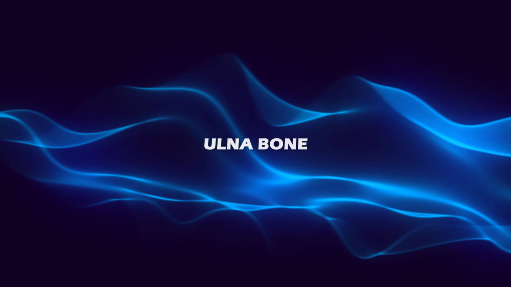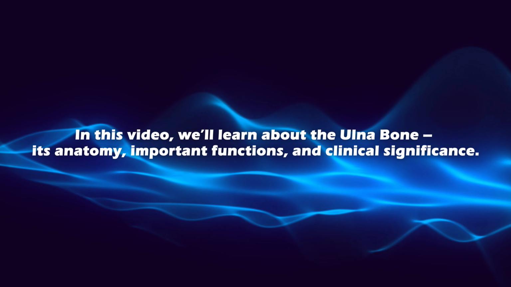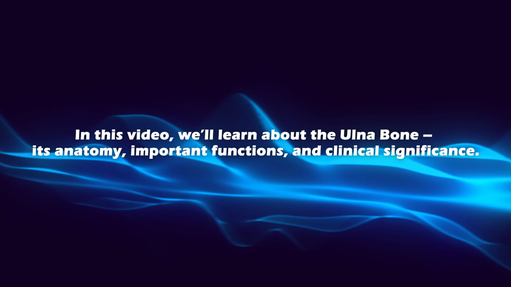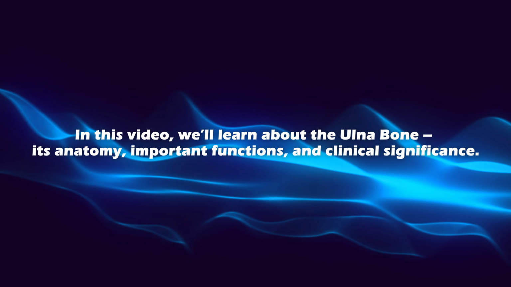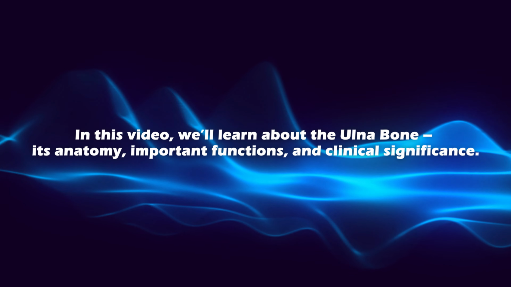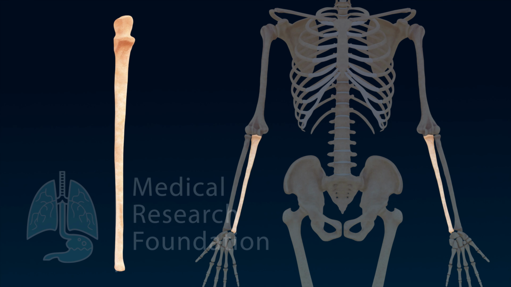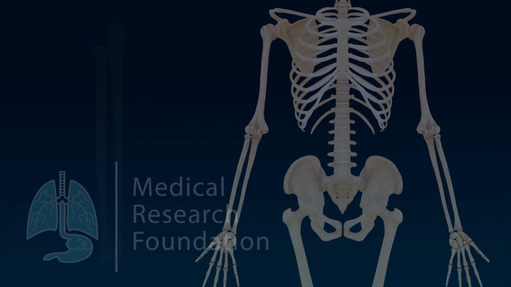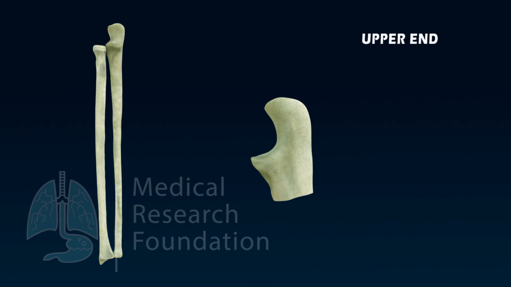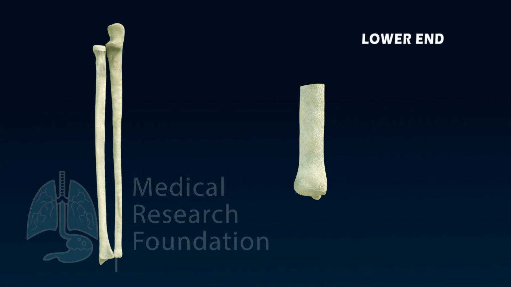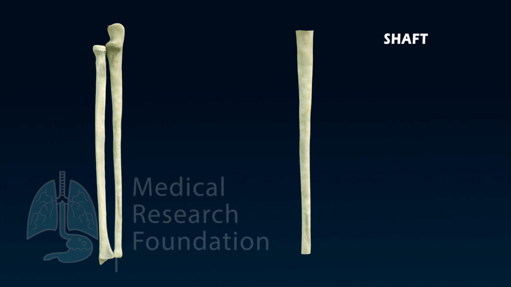Ulna bone. In this video, we'll learn about the ulna bone, its anatomy, important functions, and clinical significance. Let's begin. Ulna is the medial bone of the forearm. It consists of upper end, lower end, and a shaft.